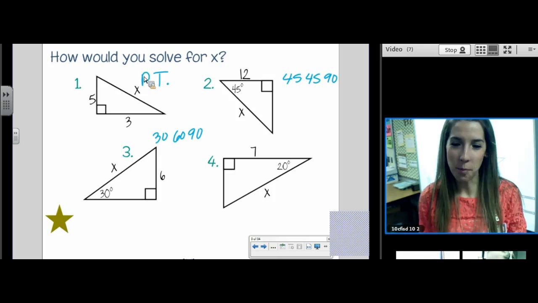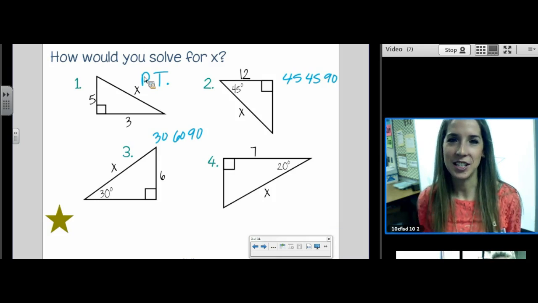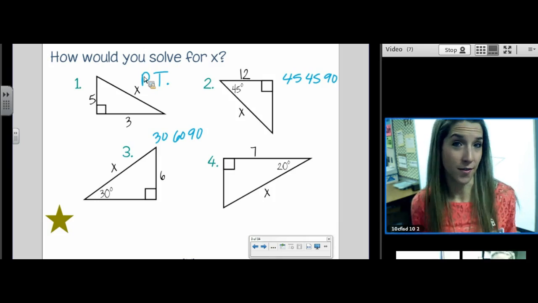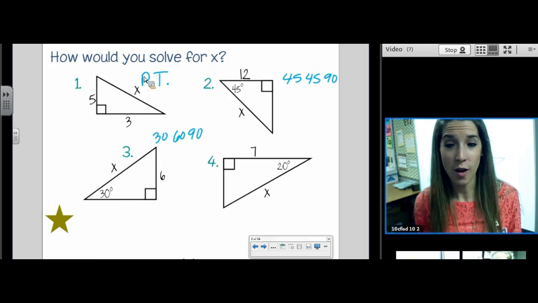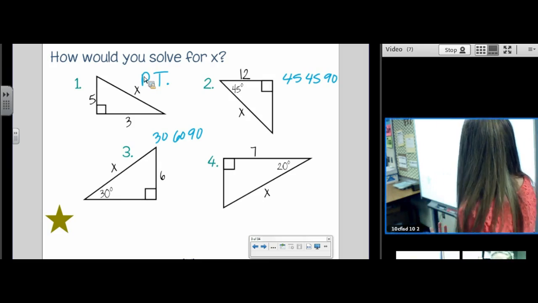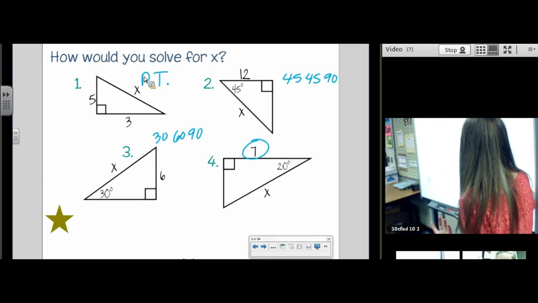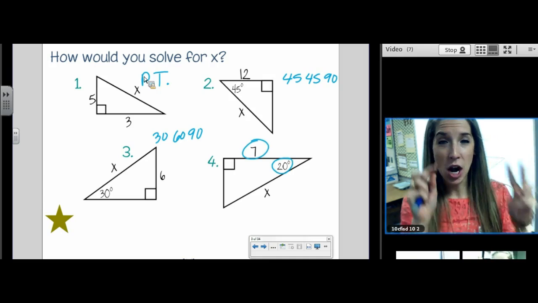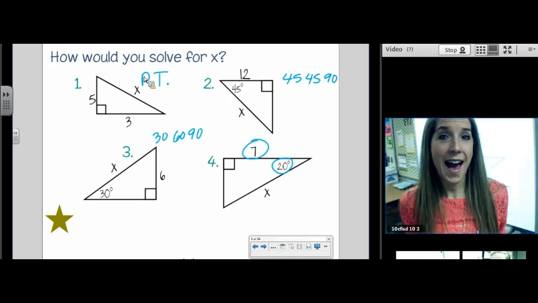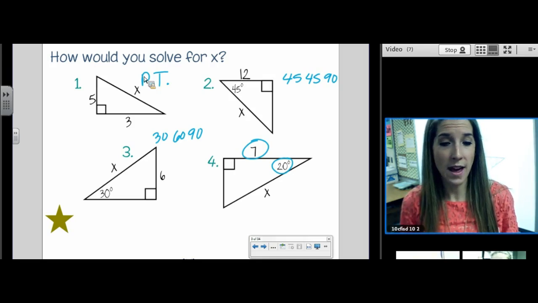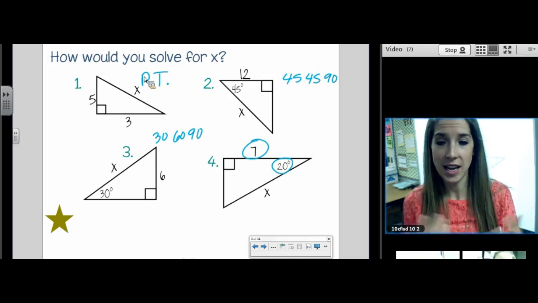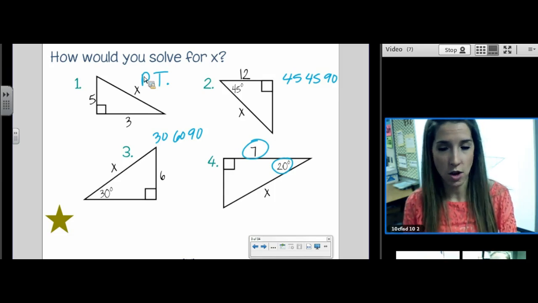Okay, so what's the point of this slide? The point of this slide is to show you that we know how to solve a lot of right triangles, but we don't know how to solve all of them. If you have a right triangle and you know one side and one angle, and it's not a special right triangle, as of right now, you do not know how to solve it. We have no tools. You could sit here and stare at this for as long as you want, and we have no tools to solve for x in this triangle. So that's why we need trigonometry, and that's what we're going to learn about today.